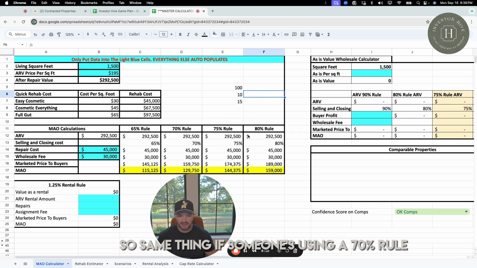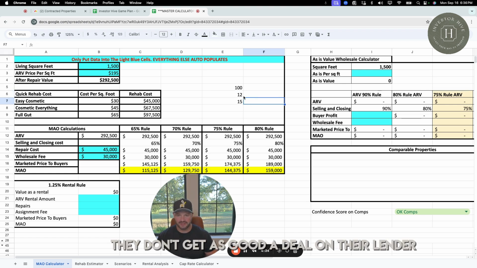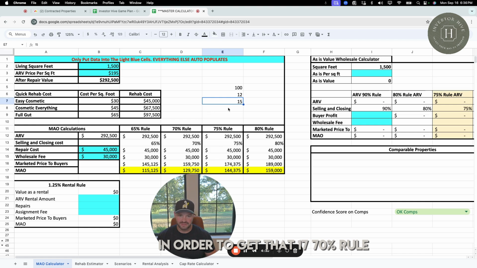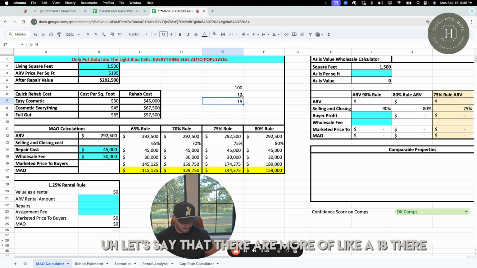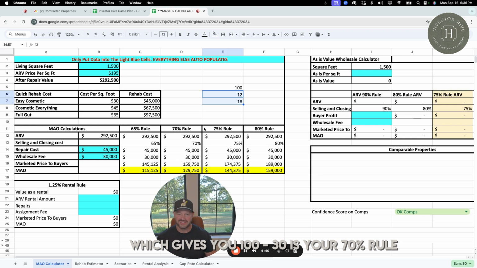So same thing, if someone's using a 70% rule, maybe they use about 12% for their holding costs because they don't get as good a deal on their lender or their agent. And then this one here, in order to get that 70% rule, let's say that they're at more of like an 18 there. So those two things added up are that 30, which gives you 100 minus 30 is your 70% rule.